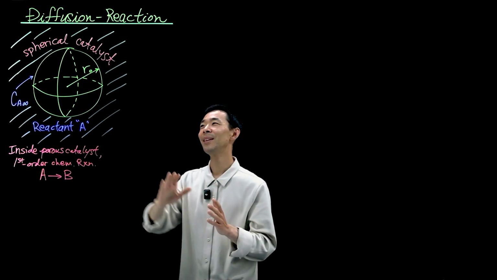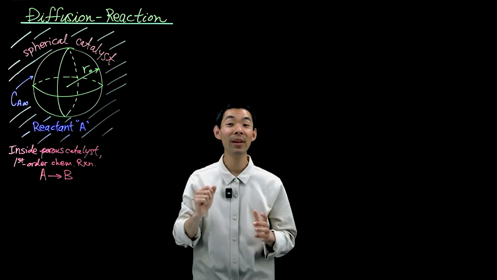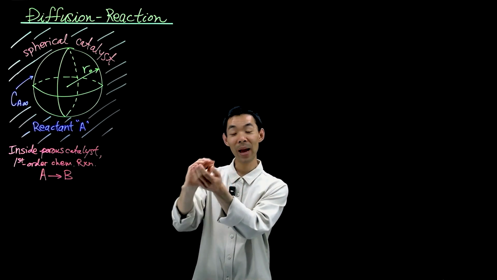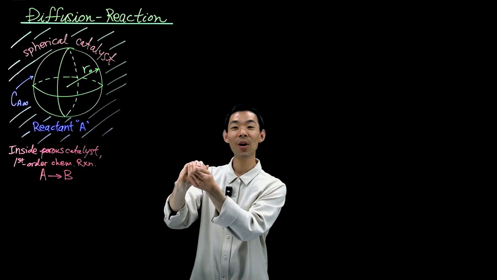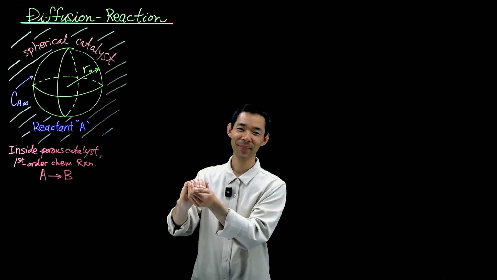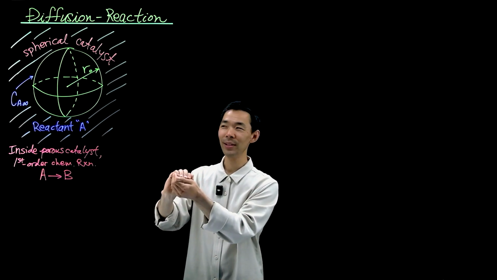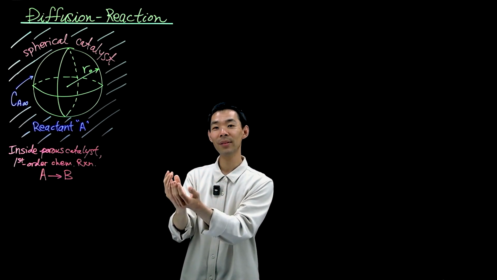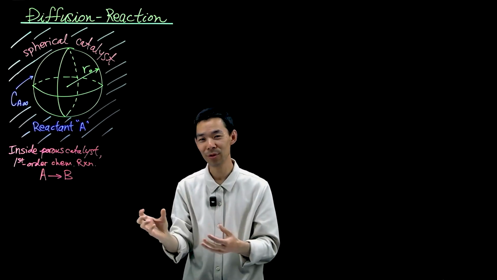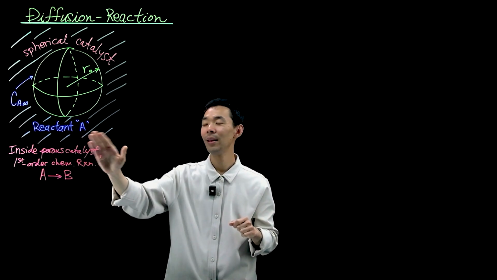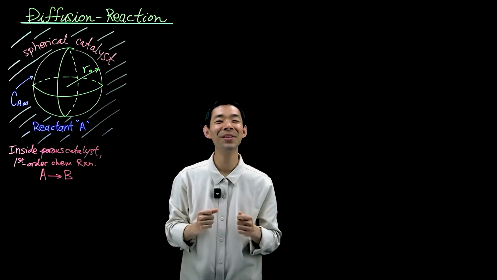Suppose we have a spherical catalyst. It's a small pellet that is able to undergo a chemical reaction inside the substrate. This spherical catalyst of dimensions R0, that's the size of the catalyst, is submerged inside a bath of reactants. I'm going to call it A, species A.